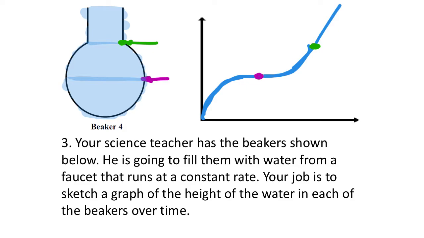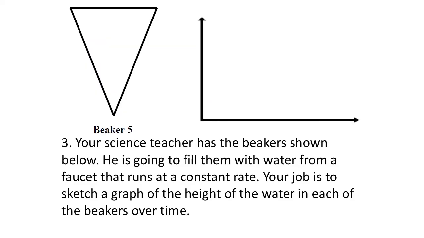So that's what we would expect this graph to look like. It's very similar to the one we saw 2 beakers ago. It's just that the very tip of the bottom of this beaker here is a point. Okay, so this one, it's going to start out really fast actually as you start filling this up. And then as you get up higher, then it gets slower and slower until you reach the top.